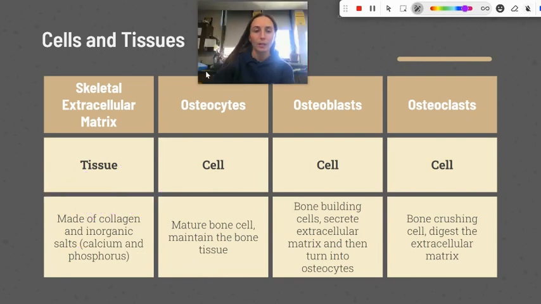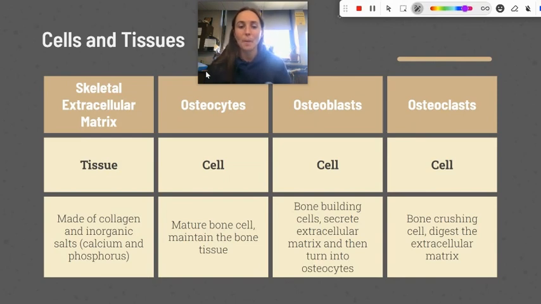One of the cells we're going to look at is osteocytes. These are mature bone cells. They maintain all the bone tissue. So we'll take a look at their specialized role really. But that's something that we're going to see a lot of. They also play an important role in balancing the minerals in our body.